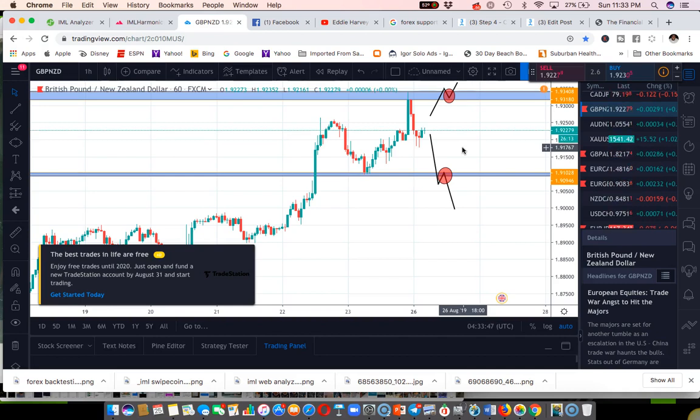Fairly simple. This is what I primarily use. I do use some Fibonacci at times, but this is what I primarily use. And it's a very simple but yet very powerful trading strategy.